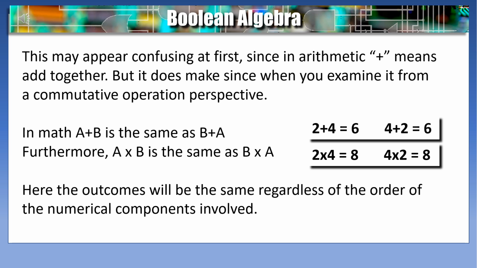This may appear confusing at first, since in arithmetic, plus means add together. But it does make sense when you examine it from a commutative operation perspective. In math, A plus B is the same as B plus A. Furthermore, A times B is the same as B times A. Here, the outcome will be the same regardless of the order of the numerical components involved.